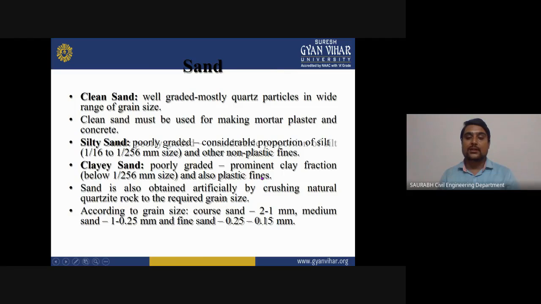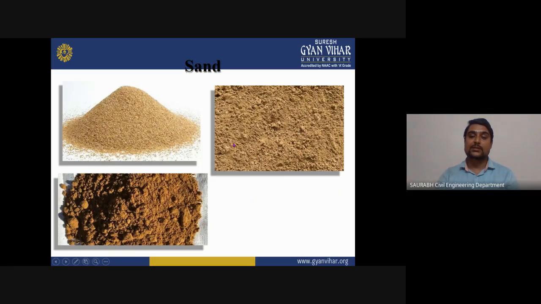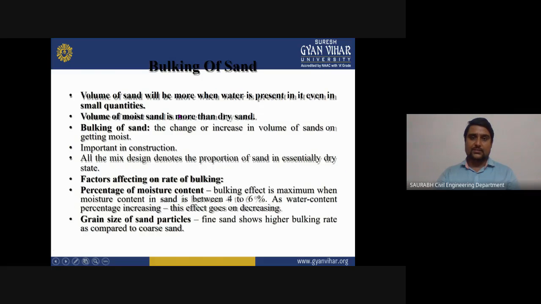Sand is also obtained artificially by crushing natural rock to the required grain size. According to grain size, there is coarse sand, which has size between 1 to 2 mm, medium sand, which has size 1 to 0.25 mm, and fine sand, which has size of 0.25 to 0.15 mm. Now you can see the images of different kinds of sand used in the preparation of mortar and concrete.